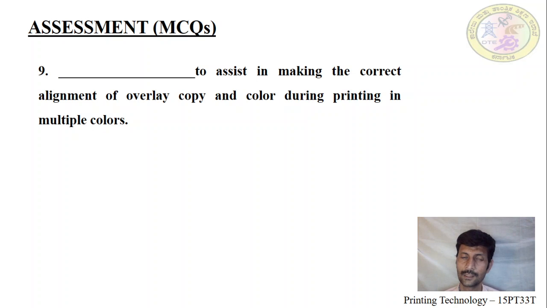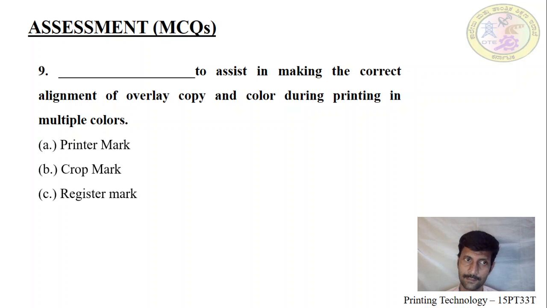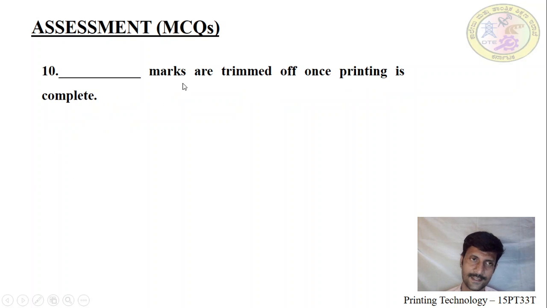Next question. To assist in the correct alignment of overlap, copy, and color during printing in multicolors, we require printer marks, crop marks, register marks, or none of the above. To perfectly align all the four color separations of the plate, with four color inks printed on the substrate one over the other exactly, we require a dash mark. You already have the clue, students; you have to answer it.